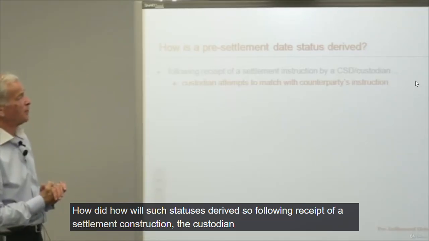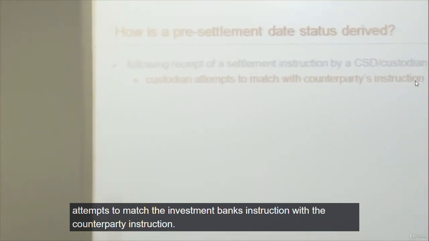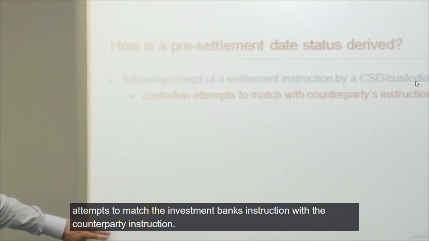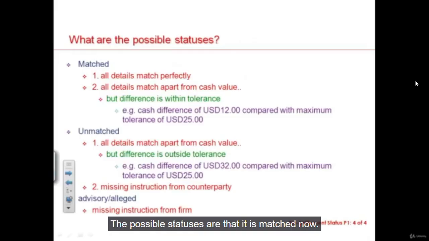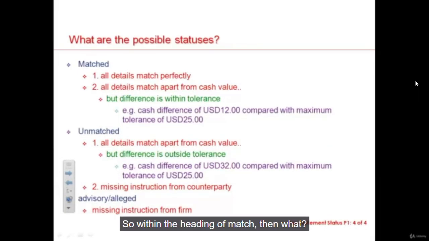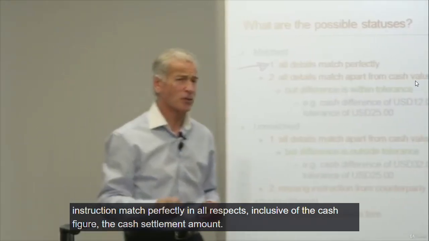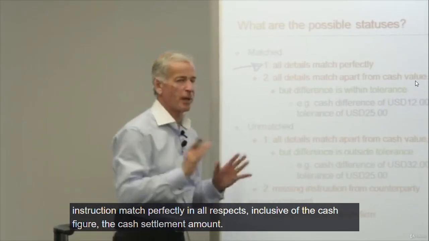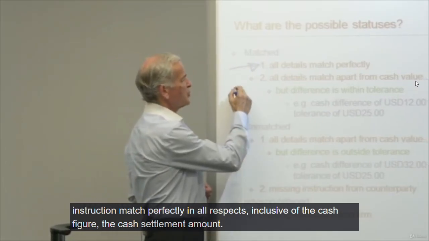How are such statuses derived? Following receipt of a settlement instruction, the custodian attempts to match the investment bank's instruction with the counterparty's instruction. The possible statuses are that it is matched. Within the heading of matched, can you have different levels? Well, yes, you can have this level, which is that the details of your instruction and your counterparty's instruction match perfectly in all respects, inclusive of the cash figure, the cash settlement amount.